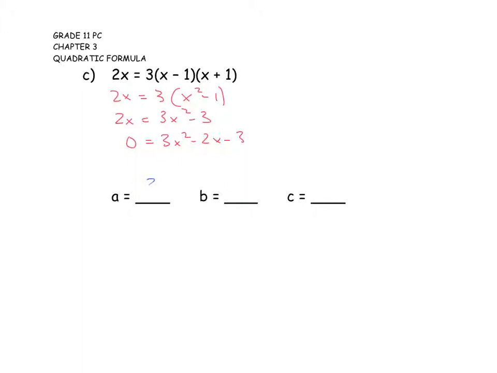Alright, well, with this expansion, now I have a value of a, b, and c. So the value of a would be 3, the value of b would be negative 2, the value of c would be negative 3. And for the purpose of this exercise, we're just going to not try to factor, and we're going to actually just use the quadratic formula.